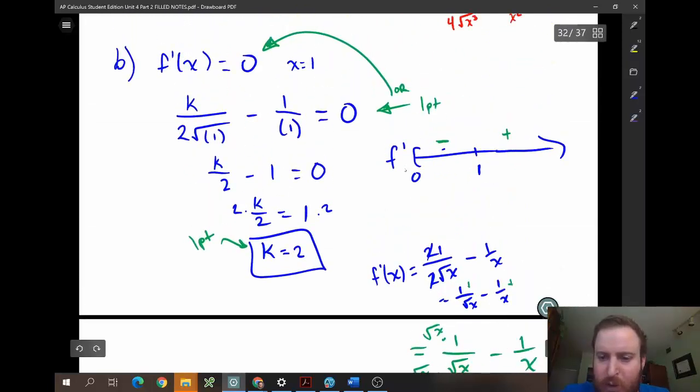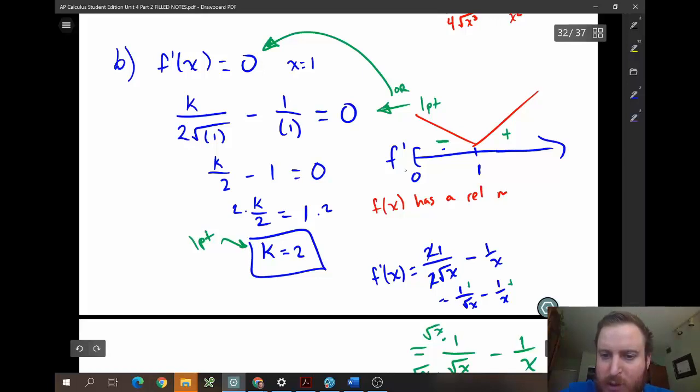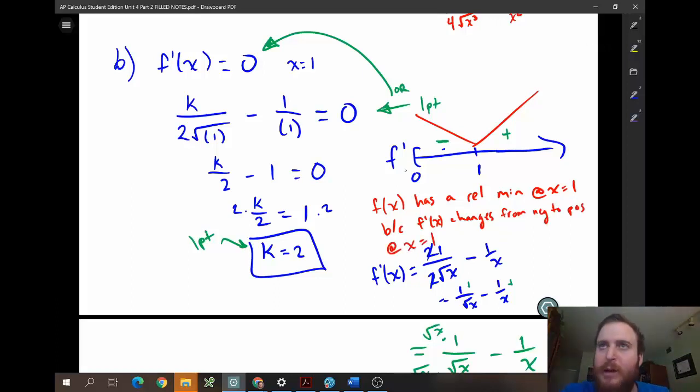So now we have that we are decreasing and then increasing. And so then we can say f of x has a relative minimum, because that's what they asked, was it a minimum, maximum, or neither, at x equals 1, because f prime of x changes from negative to positive at x equals 1. So this was definitely a little bit tougher to plug in, but I think it is doable.